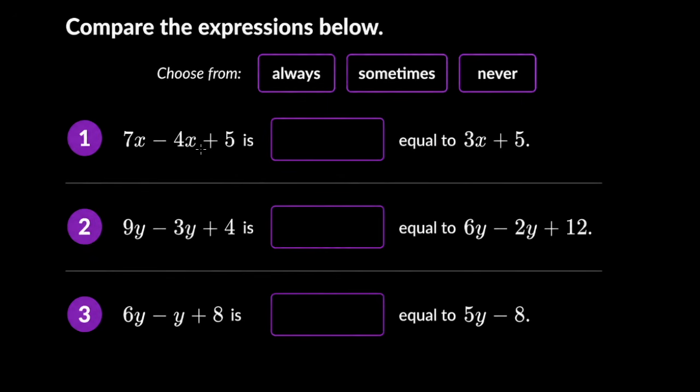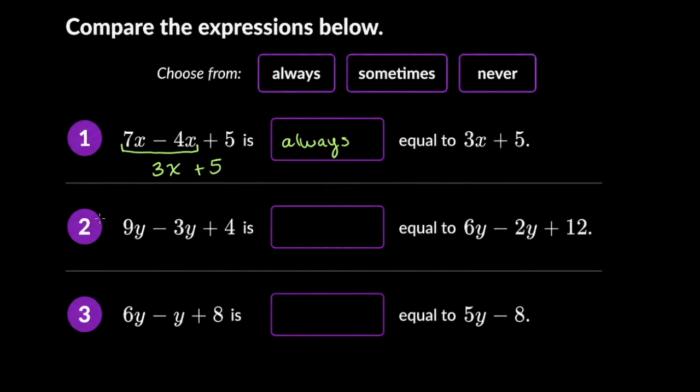So 7x minus 4x plus 5, how does that compare to 3x plus 5? Well, my impulse is, let me try to simplify what I have here on the left. If I take 7x and subtract 4x from that, I'm going to be left with 3x. So this is going to become 3x plus 5. Well, for any x, 3x plus 5 is always equal to 3x plus 5. They're the same thing. So I'll write always right over there.